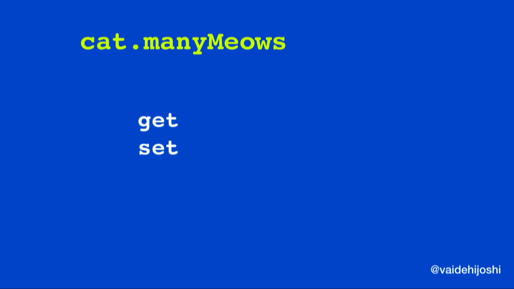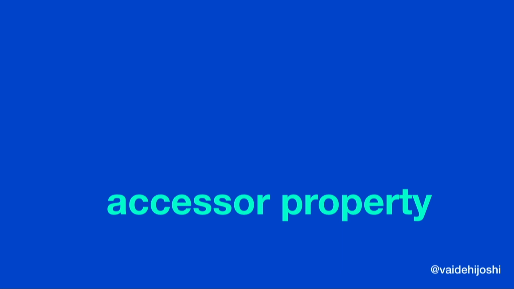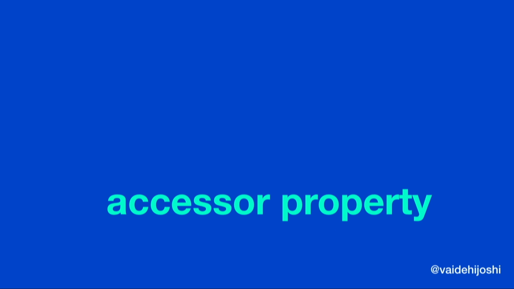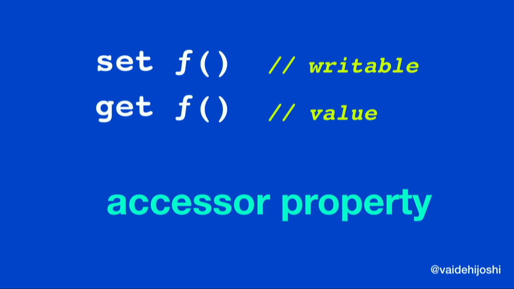The truth is, we're actually dealing with an inherently different kind of property here. This isn't any data property. This is an accessor property. Accessor properties come with a pair of getter-setter functions. And when we look at their descriptors, we don't see value and writable as the keys in their descriptors. Instead, accessor property descriptors have a set function, which is sort of the equivalent of the writable key we saw in the data property descriptor, and they have a get function, which is sort of equivalent to the value key we saw.